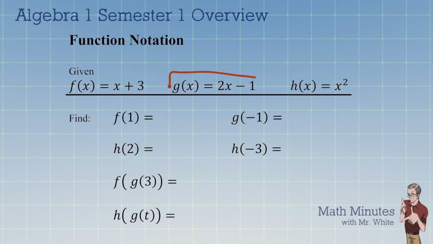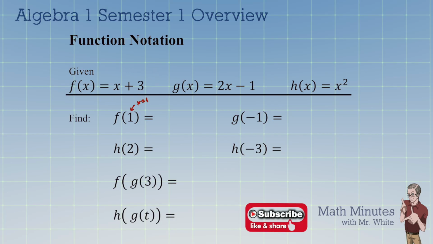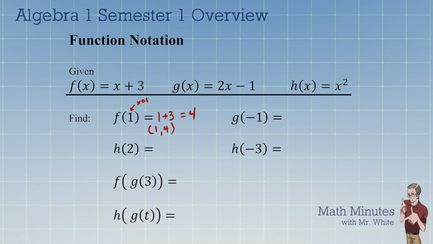So this is pronounced g of x. This is pronounced h of x. So then, down below, when I ask you to find or evaluate f of 1, what does that mean? That means you're going to put x equals 1 into the function. So the function f is x plus 3. So we're going to use that function. So we put 1 plus 3, that equals 4. So we would say f of 1 equals 4. And by the way, as an ordered pair, that means that (1, 4) is on the graph of f.